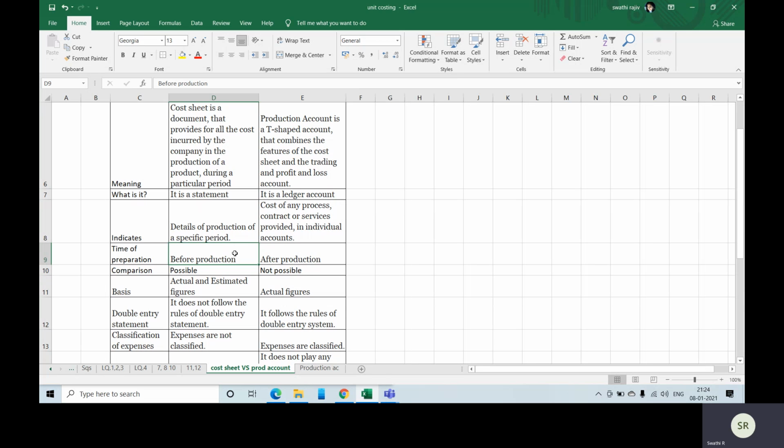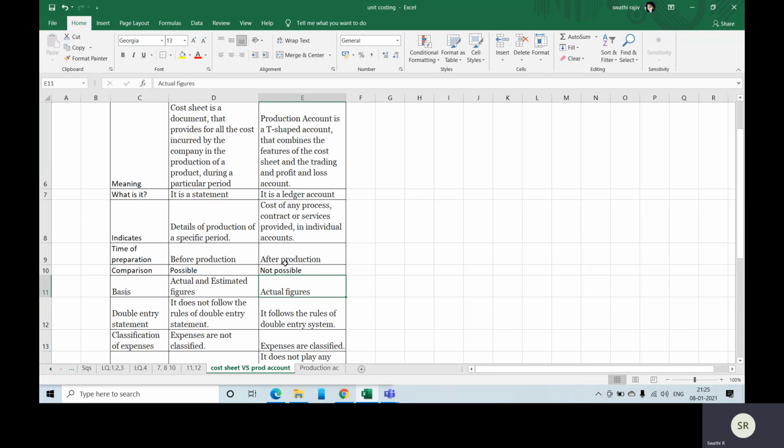Generally, it is before production because to know how much we have to shell out or to know what our estimated profit is, etc. The production account is generally done after production. And comparison between one period and another period is possible in cost sheet, while in production account it's not possible, because cost sheet is prepared on budgeted amounts as well. Actual and estimated figures means we are planning for the future. With cost sheet, we can plan for the future also and find out. So that is basically called actual and estimated figures.